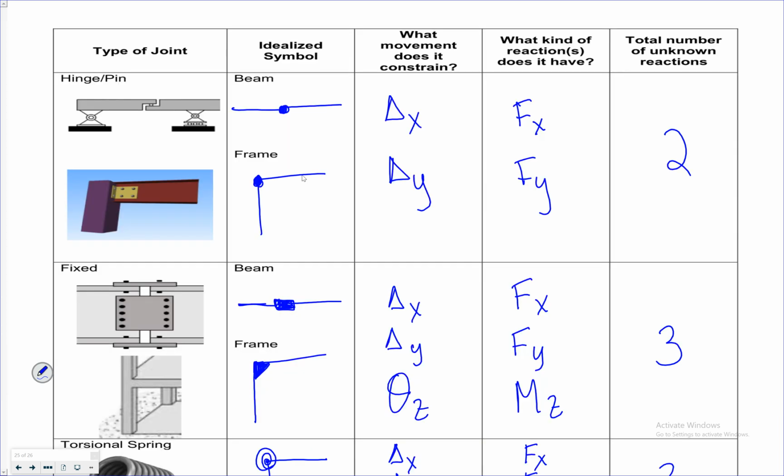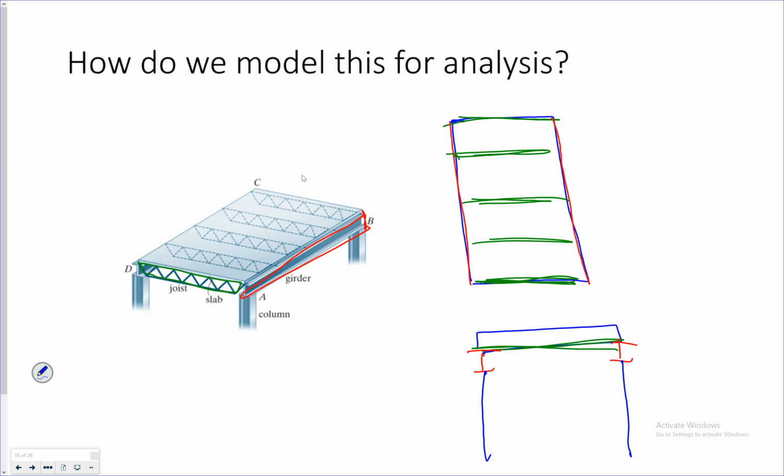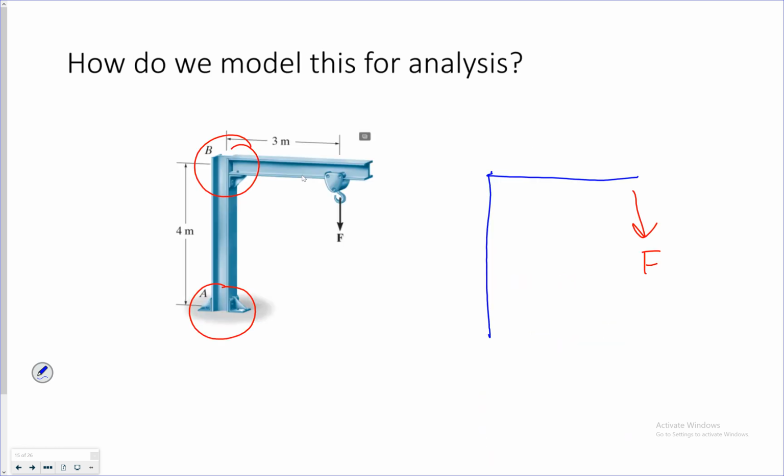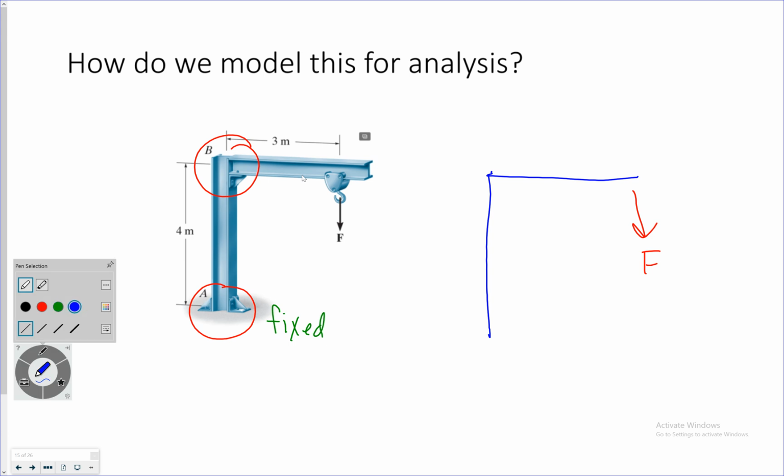So if we go back up to our drawing, how would we model this? We've got our beam and our column. How is this column connected to the ground? Can't go up and down, can't go side to side. Can it rotate? Probably not. So this is probably a fixed connection, right? So I would draw it like that.